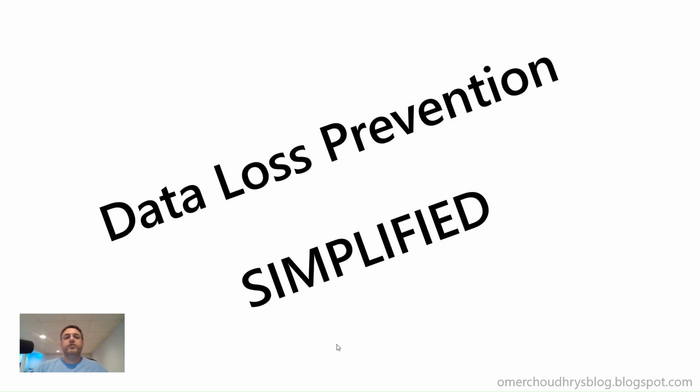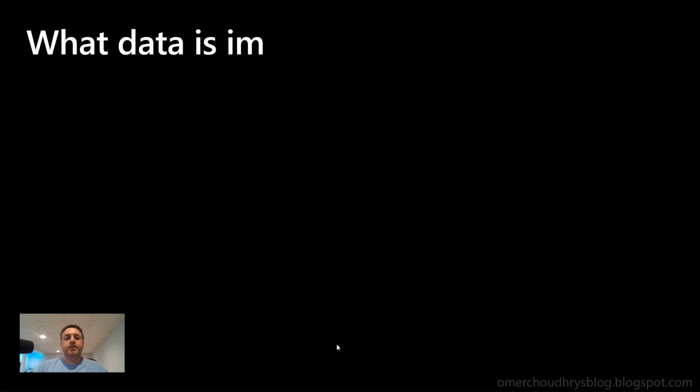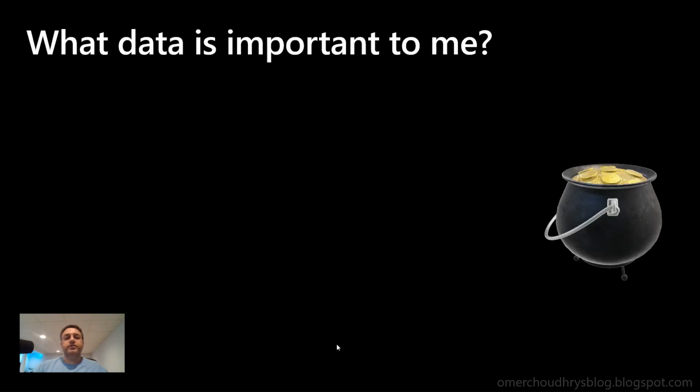This video talks about the basics of data loss prevention, or a DLP solution. For any DLP solution, the most important thing is to know what data is important and where that data is stored. So we generally begin with personally identifiable information, or PII.